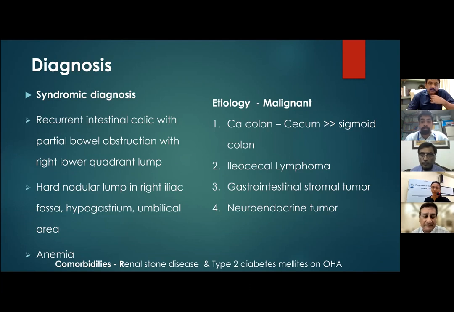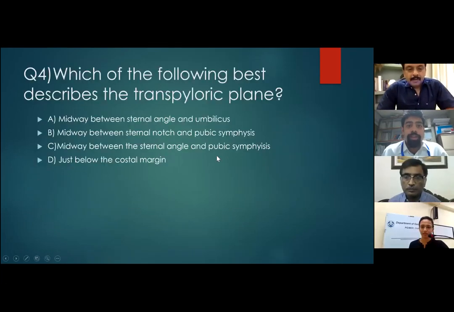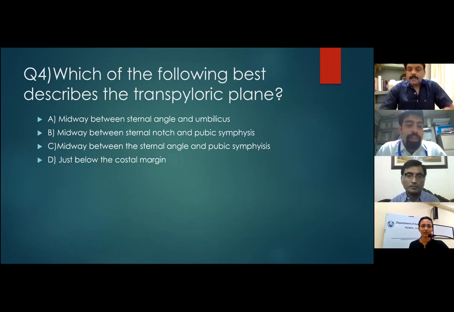So can we move ahead now? Since you have just finished with the examination, it's good to brush up our knowledge. We have a poll for the audience. Which of the following best describes the transpyloric plane? It lies midway between the sternal angle and the umbilicus, midway between the sternal notch and pubic symphysis, midway between the sternal angle and pubic symphysis, or just below the costal margin. Yogita ji, can we please run the polls?